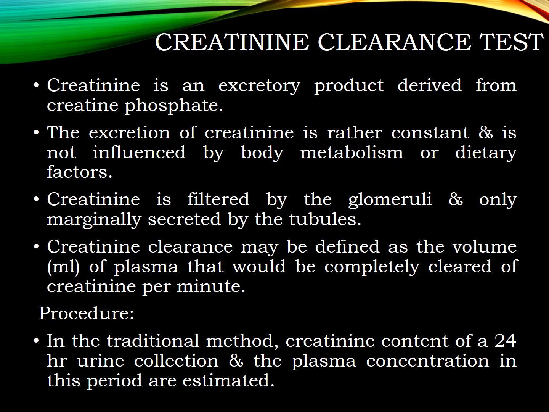There are different types of clearance tests: creatinine clearance test, inulin clearance test and urea clearance test. First we will start with the creatinine clearance test. The creatinine clearance test is defined as the volume of plasma that would be completely cleared of creatinine per minute, and creatinine is an excretory product. It is derived from creatine phosphate, and the excretion of creatinine is rather constant, that is it is not influenced by body metabolism or dietary factors, and creatinine is filtered by the glomeruli and only marginally secreted by the tubules.